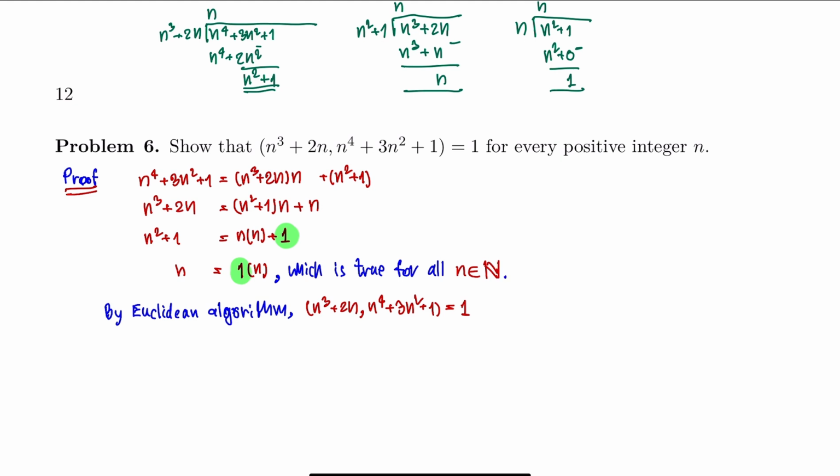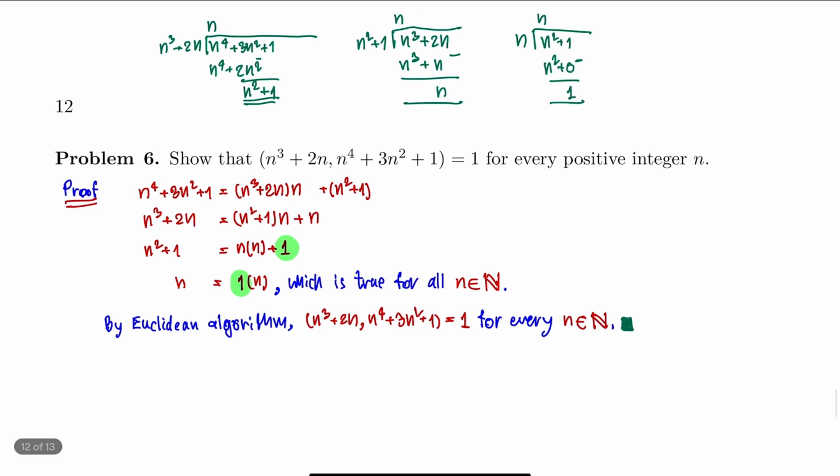That means that the greatest common divisor of n cubed plus 2n and n to the 4th plus 3n squared plus 1 equals 1 for every positive integer n. That's it. So we have shown that the greatest common divisor of n cubed plus 2n and n to the 4th plus 3n squared plus 1 is 1. That's it for this video.